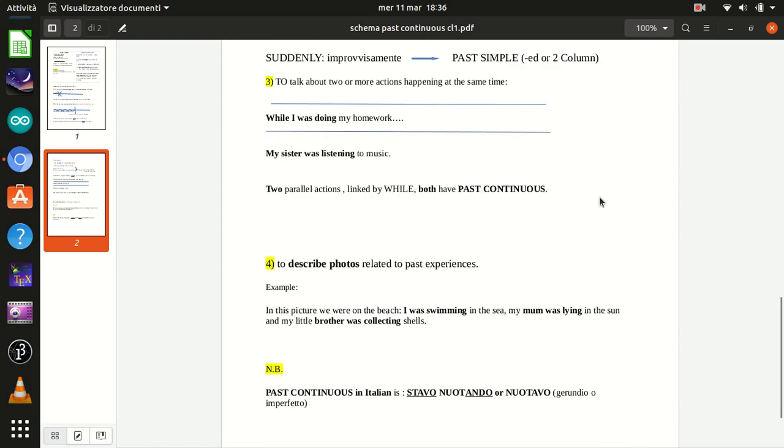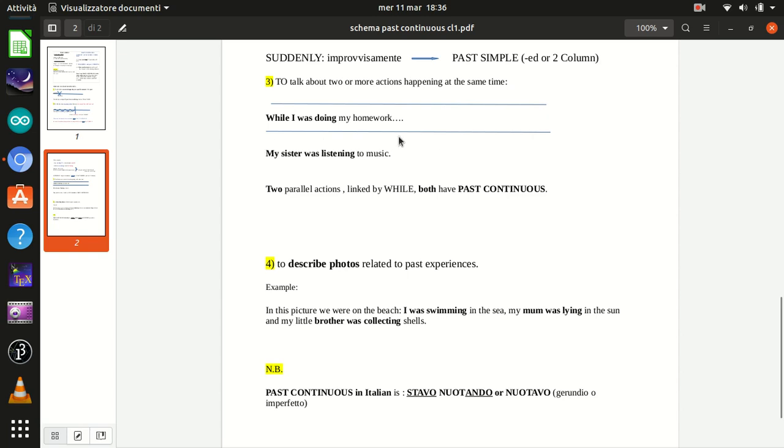Situation number three. To talk about two or more actions happening at the same time. Here we've got two actions which were happening in the same moment. So they were parallel actions. No one interrupted the other. Quindi abbiamo due azioni che correvano parallele, contemporaneamente, nessuna ha interrotto l'altra.